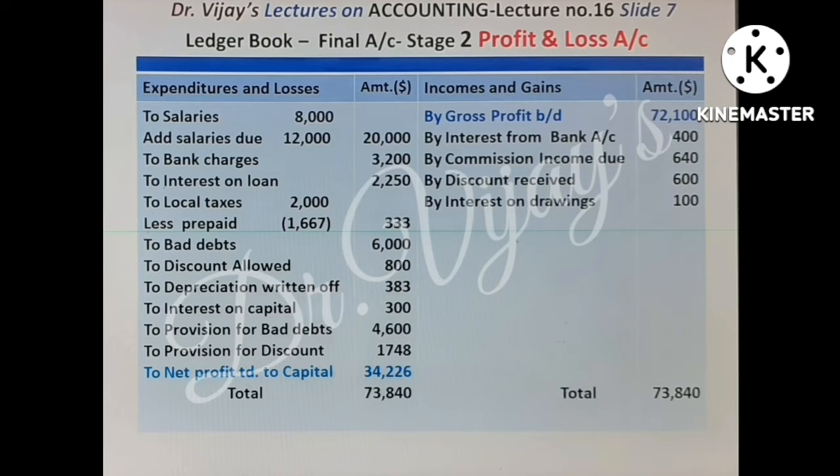Bank charges is the next item, $3,200. Interest on loan $2,250. Local taxes then, and from it the prepaid portion is deducted, so $333 only is shown outside. Bad debt $6,000 is the next item. Discount allowed $800. Depreciation of $383 comes then. Interest on capital, and finally two provisions: provision for bad debts and provision for discounts. The net profit which is transferred to capital account is $34,226. Thereby the final account closes.